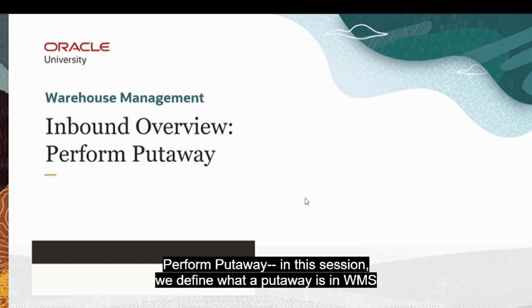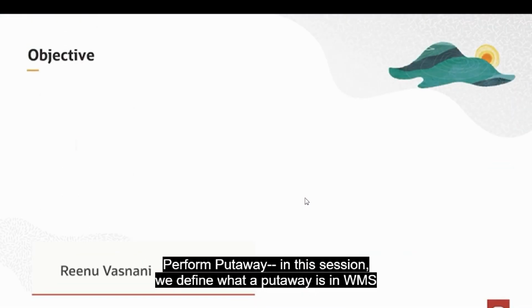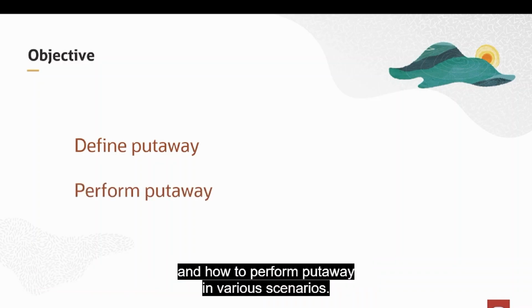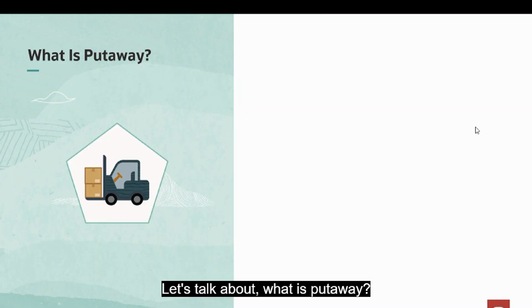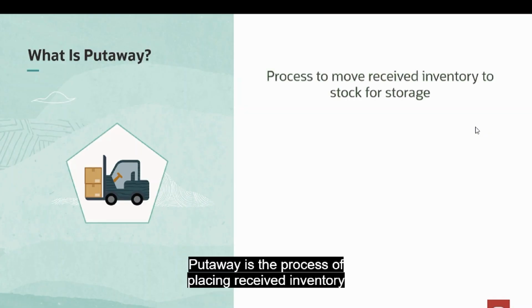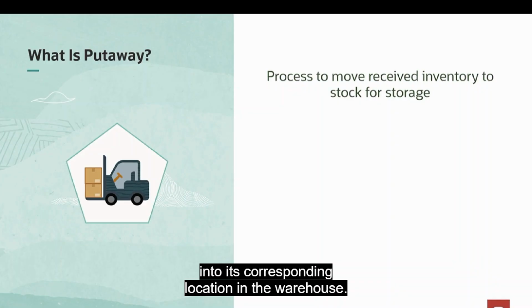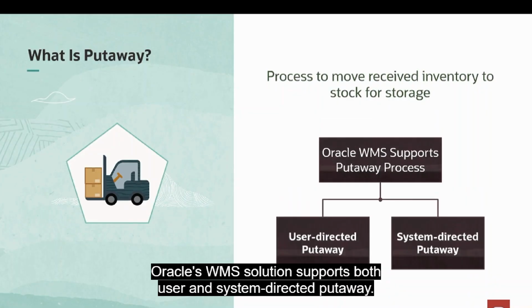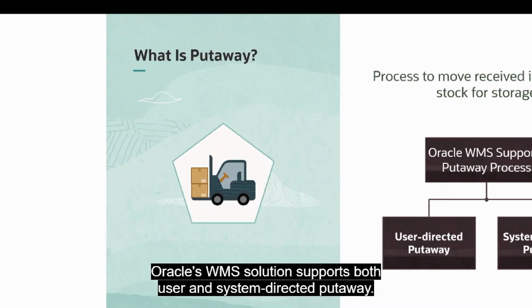Perform putaway. In this session, we define what a putaway is in WMS and how to perform putaway in various scenarios. Let's talk about what is putaway. Putaway is the process of placing received inventory into its corresponding location in the warehouse. Oracle's WMS solution supports both user and system-directed putaway.